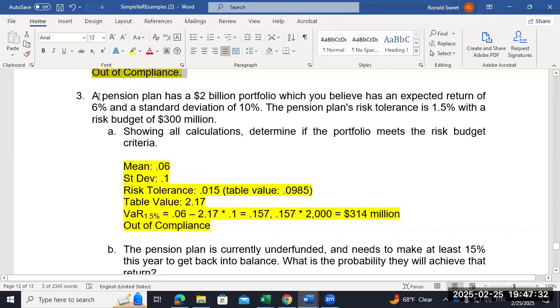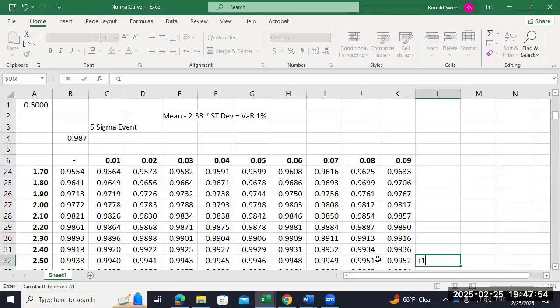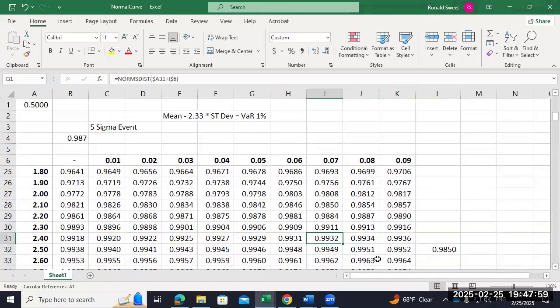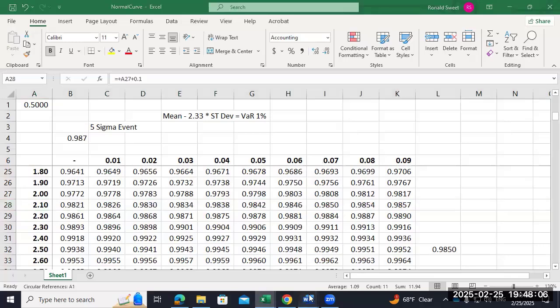All right, a pension plan, $2 billion portfolio, has an expected return of 6%, a standard deviation of 10%. Their risk tolerance is 1.5. Someone just tell me what am I looking for? Yes, we're getting really good at this. 1 minus 0.0, what? 1.5. 985. There it is. So what is it? 2.17.